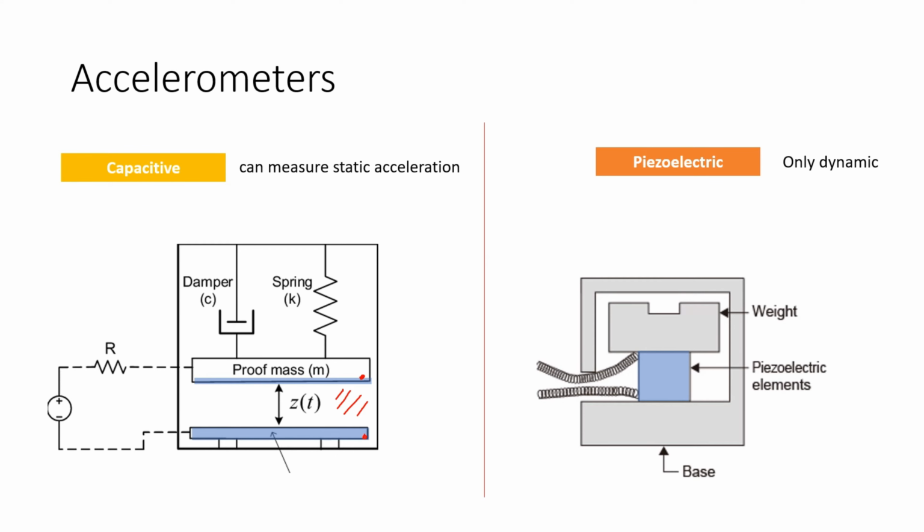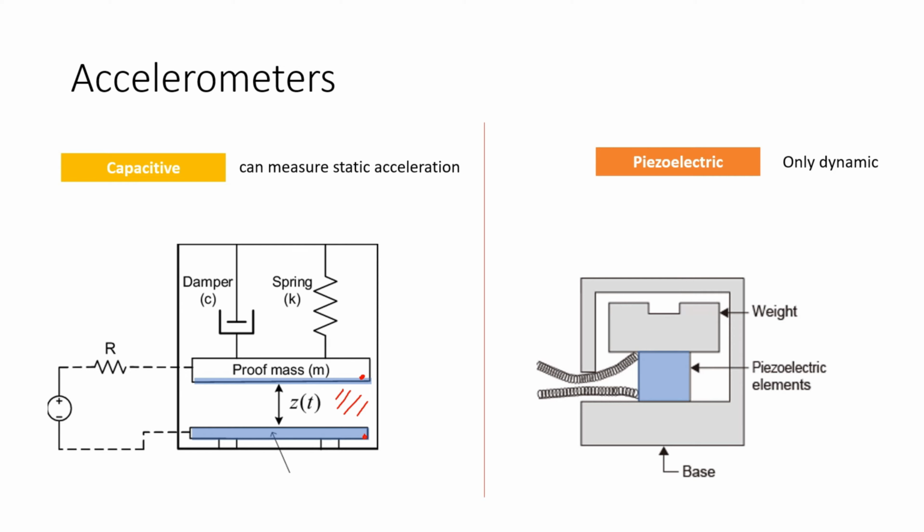Now, capacitance here is proportional to the surface area of these plates and inversely proportional to the distance between the plates. So when these plates move, the voltage we measure is also changed. Now, because of this property, these accelerometers are able to measure static acceleration.